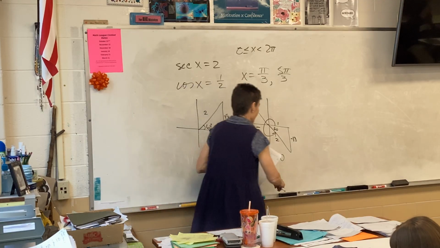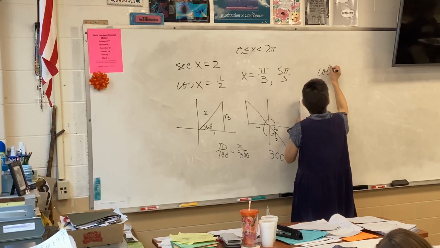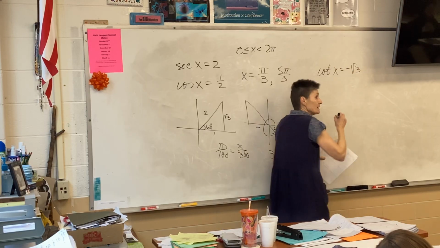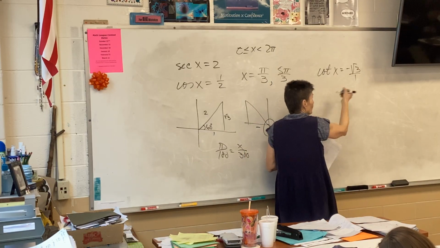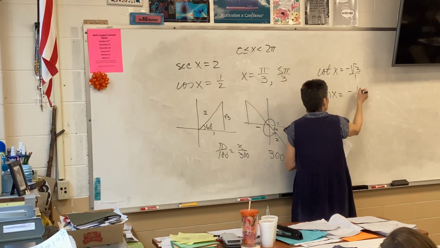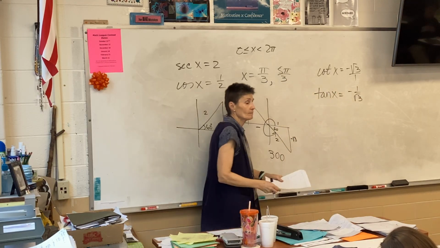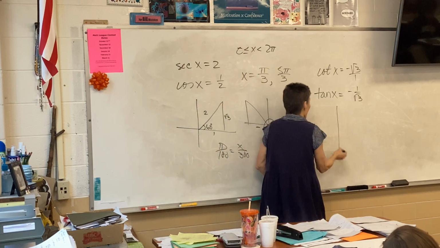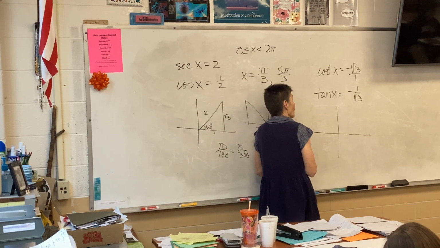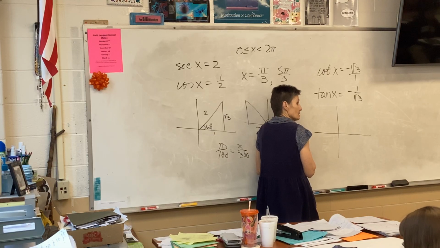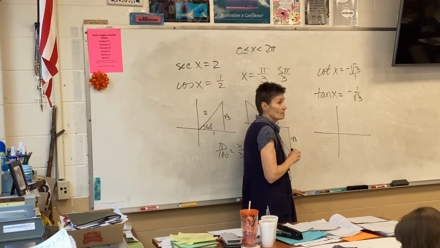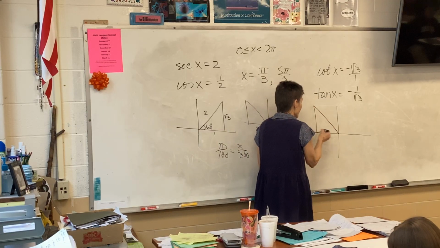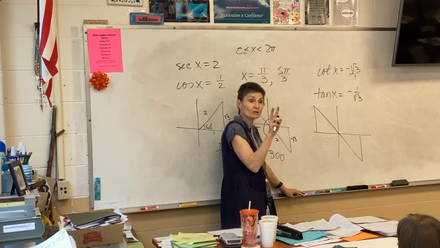All right, B. Cotangent is negative root 3. Well, again, I don't do cotangents. So if that's negative root 3 over 1, the tangent is negative 1 over root 3. So I need to draw a picture where opposite and adjacent are 1 and root 3, and one of them's negative. So if one of them has to be negative, couldn't I be here or here? Yeah, so there's gonna be my two answers.